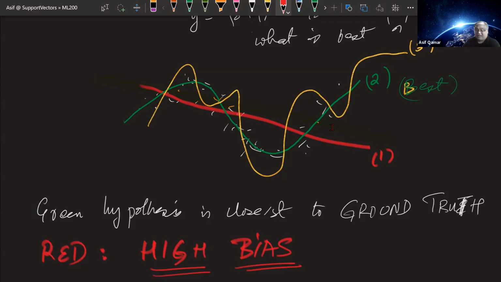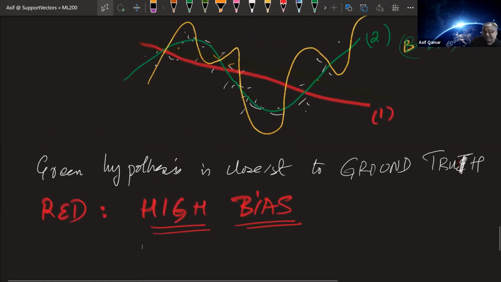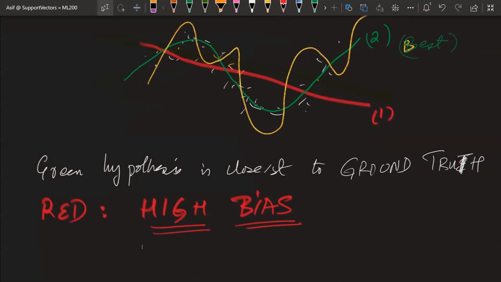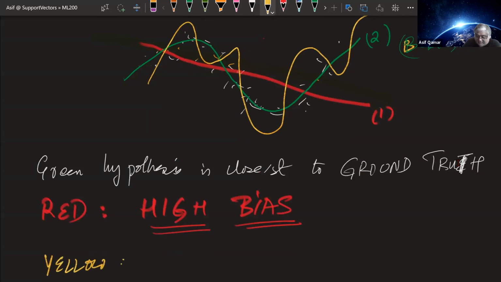And what about the yellow line, guys? What sort of mistakes is the yellow line making? I want someone else to answer this time. Who would tell what is wrong with the yellow line? The yellow hypothesis. High variance. High variance, very good. So the yellow line suffers from errors of the high variance kind. High variance errors.